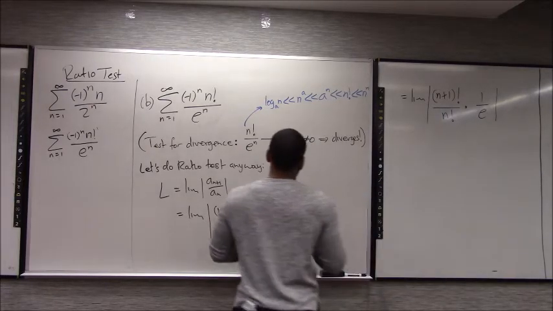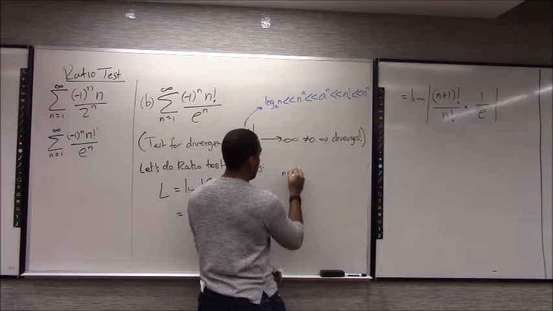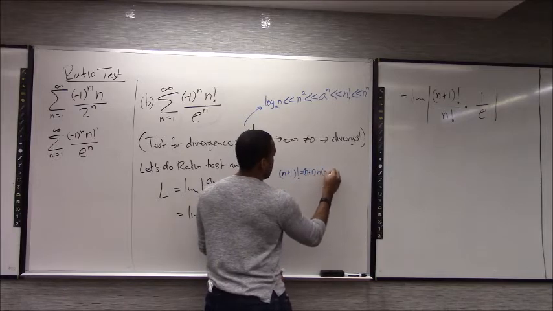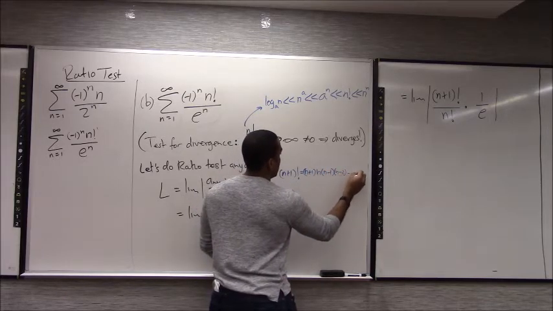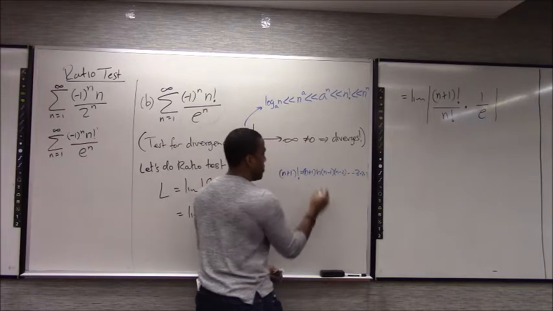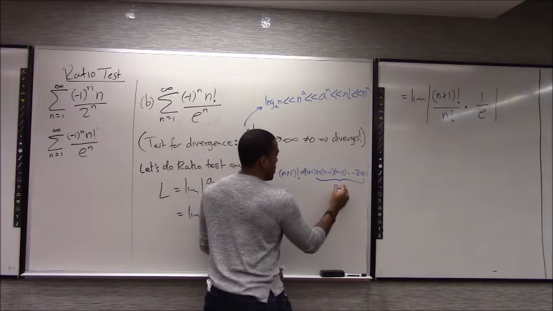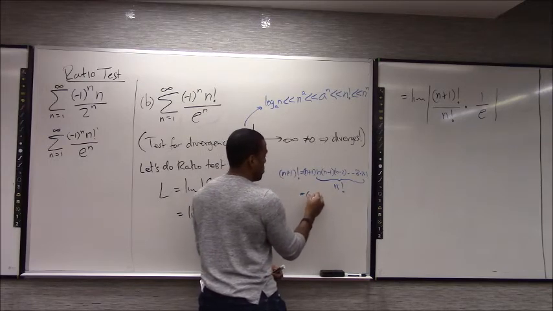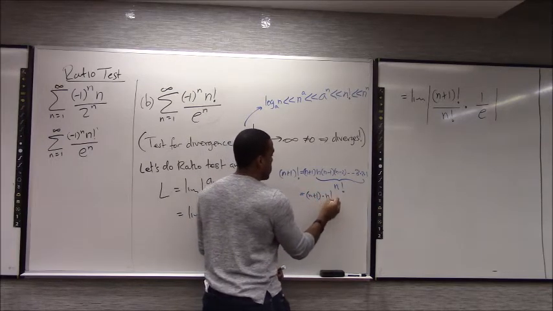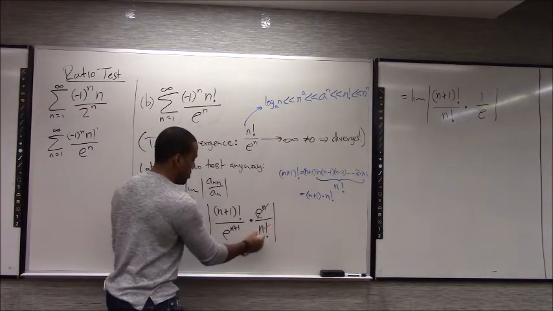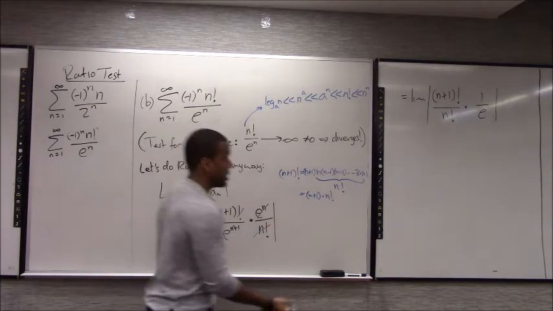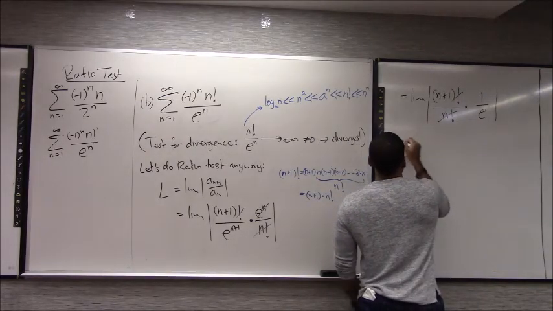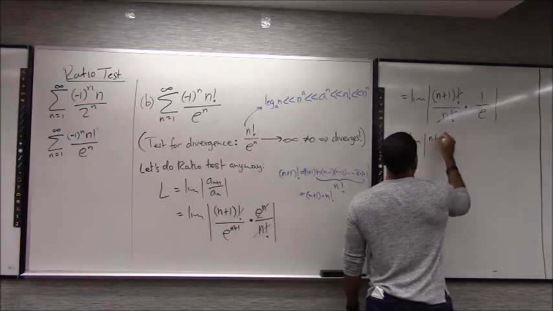So what you're going to notice is that n plus 1 factorial just means n plus 1 times n times n minus 1 times n minus 2, going all the way down to 3 times 2 times 1. But then you realize this part here is just n factorial. So n plus 1 factorial is just n plus 1 times n factorial. So the factorial parts just cancel out. The n factorial is going to cancel that guy out. And so this leaves us with the limit of n plus 1 over e.